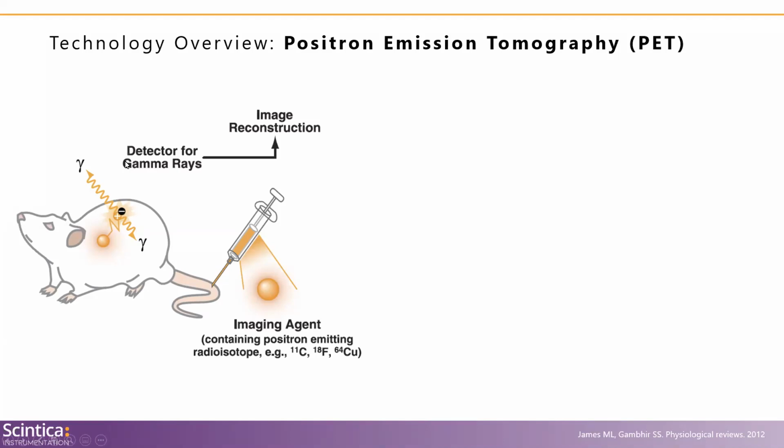the location of annihilation events are calculated by observing multiple events. The resulting electrical signals are then converted and reconstructed into a tomographic image. These images reflect the distribution of the imaging agent in the subject. And so this provides information, of course, on the biochemical event that the agent was targeting.